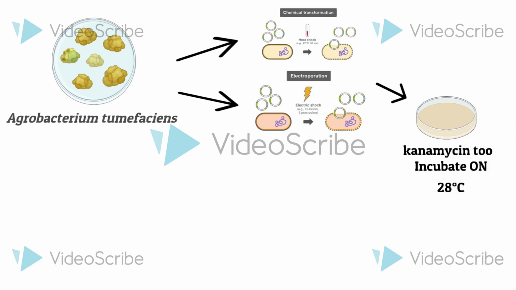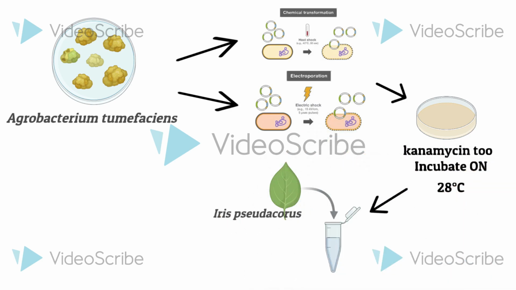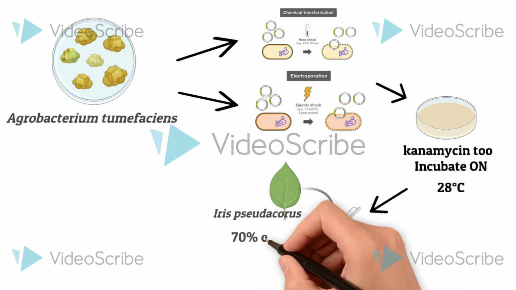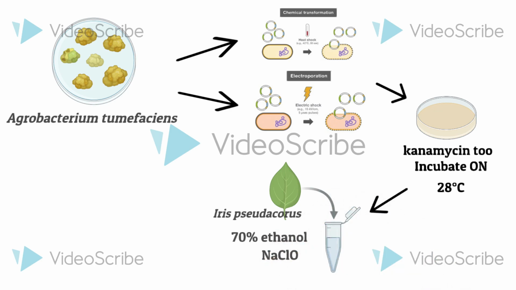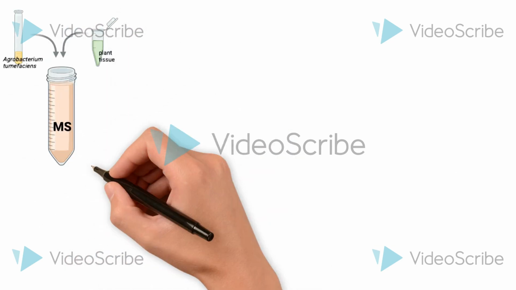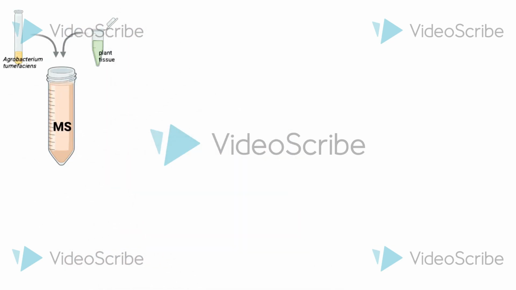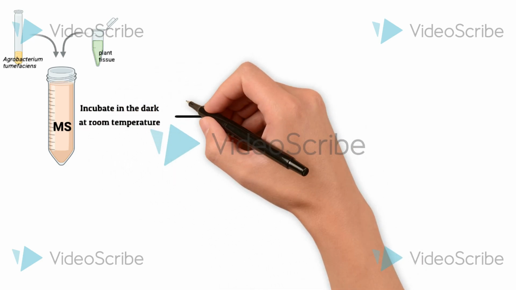And now we are ready to move on to the plant transformation. First of all, we use young tissue from Iris rhodocurus and we sterilize the plant tissues by first soaking them in 70% ethanol, followed by treatment with sodium hypochlorite, and after that, we rinse the tissue with sterile water. Next, we inoculate the sterilized plant tissues with Agrobacterium suspension in a co-cultivation medium, like MS medium, and let them incubate in the dark at room temperature for 2 or 3 days.